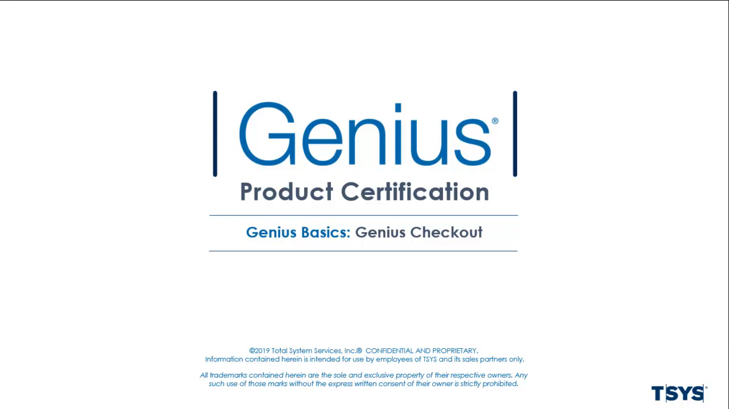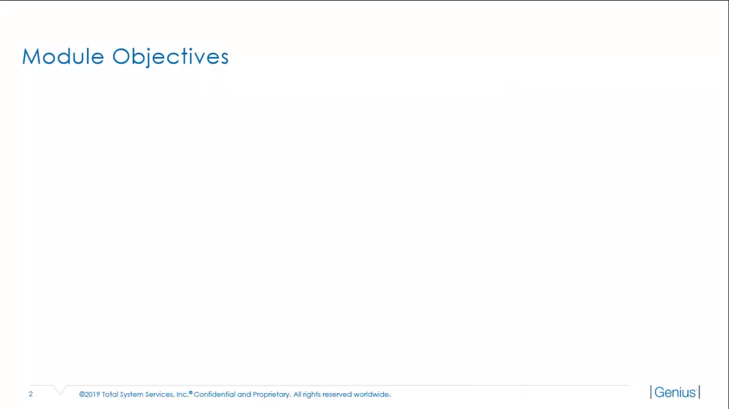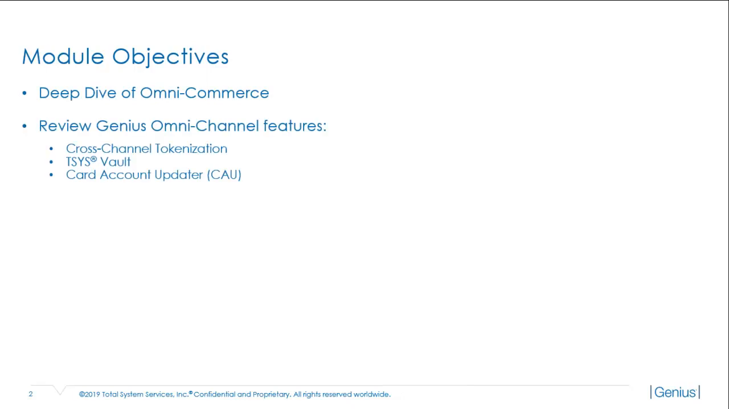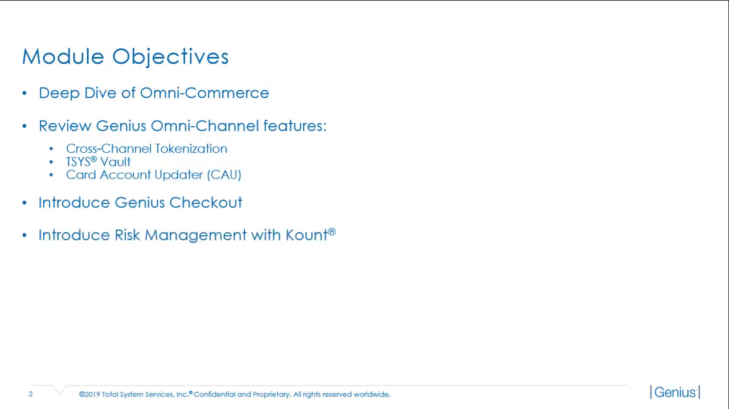Genius is not limited just to card-present transactions. Genius Checkout is available as an e-commerce solution that allows merchants to accept payments on their existing website. In this module, we will take a deep dive of Omni-commerce, review Genius omnichannel features, including cross-channel tokenization, the TSYS Vault, and Card Account Updater, introduce Genius Checkout, and introduce risk management with Count.